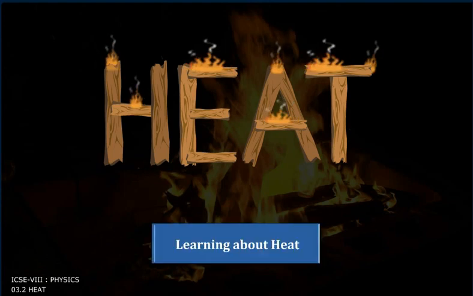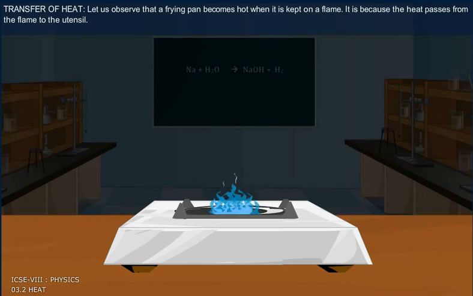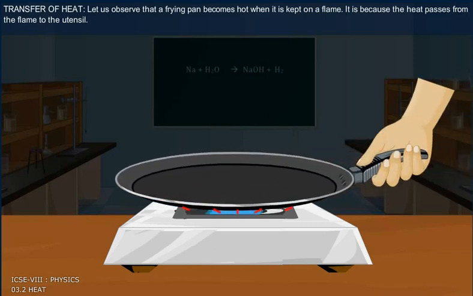Topic: Heat. Learning about heat. Transfer of heat. Let us observe that a frying pan becomes hot when it is kept on a flame.